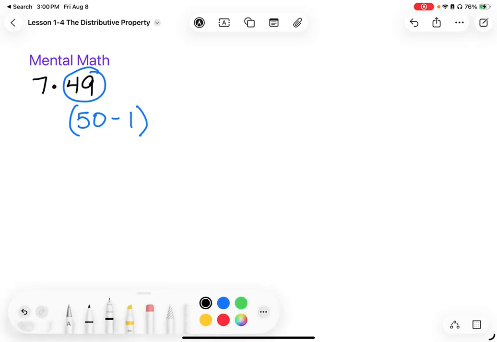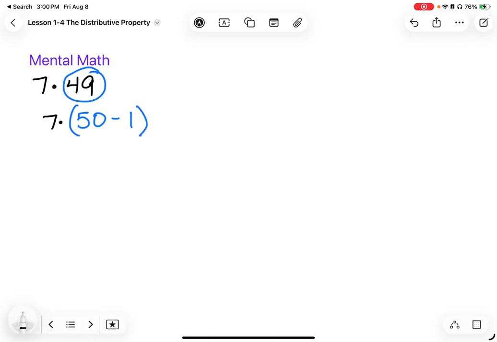But 7 times 50 is not the problem that I'm doing. I'm not doing 7 times 50, I'm doing 7 times 49. But what I can do is I can rewrite 49 as 50 minus 1, like so. And I can do 7 times (50 minus 1). And this is a problem that is not difficult to multiply at all.